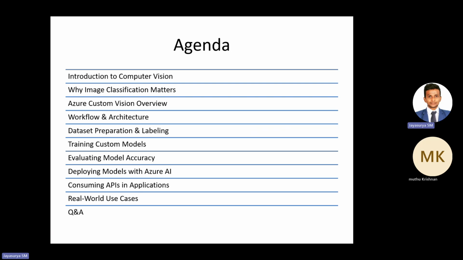In the session, we are going to have an introduction to what computer vision is, why image classification matters in the real world, what custom vision is and an overview of it. And how it works, how the workflow and architecture have been developed by the Microsoft team, what the data preparation steps are, how to label, how to train the custom models, how to deploy it, and how to evaluate it. We are also going to have real world use cases, explanations, and a demo at the end. So let's get started.